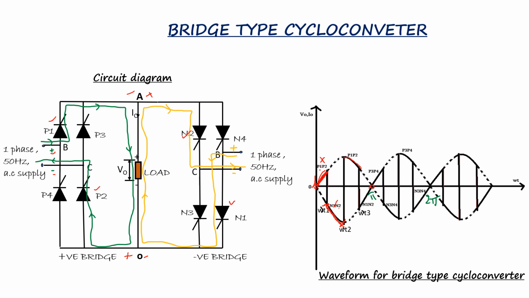After omega t equal to pi, the thyristor pairs P3 and P4 and N3 and N4 are forward biased. So these can be turned on and force commutated from omega t equal to pi to 2 pi, right? In this way we get high frequency turn-on and forced commutation of pairs P1, P2, N1, N2 and pairs P3, P4 and N3, N4, which gives a carrier frequency modulated output voltage across the load terminals. Thank you.